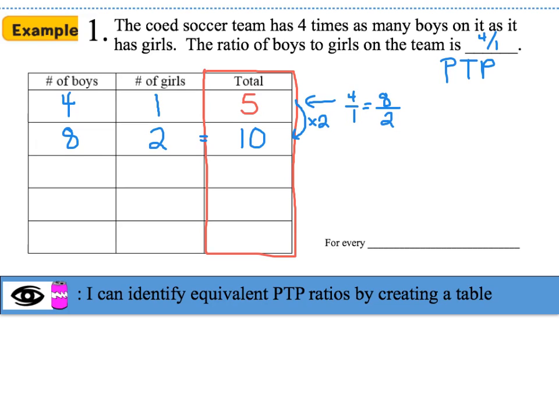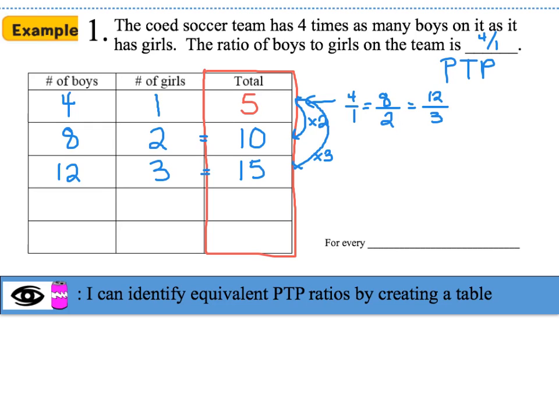It's the same thing as 4 over 1. But what happens if you wanted to scale forward again and multiply by 3? If I multiply the number of boys by 3, I would get 12. If I multiply the number of girls by 3, I would get 3. If I multiply the total amount by 3, I would get 15. Notice that if I add 12 plus 3, I still get 15. So another ratio that I could have would be 12 boys over 3 girls.